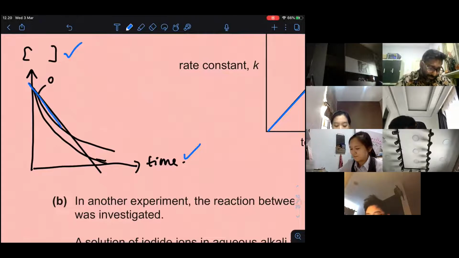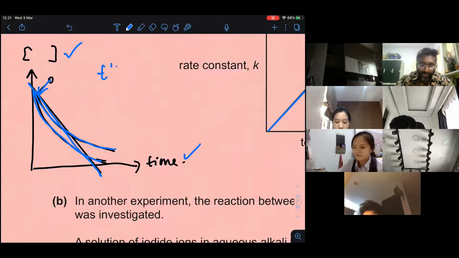One, it's going to be like this, and that is going to be zero order reaction. And there will be two graphs that will be curved like this. One of them will follow the half-life equation correctly. It means the half life is going to be constant. So the constant half life is first order. The half life that is non-constant is going to be second order.